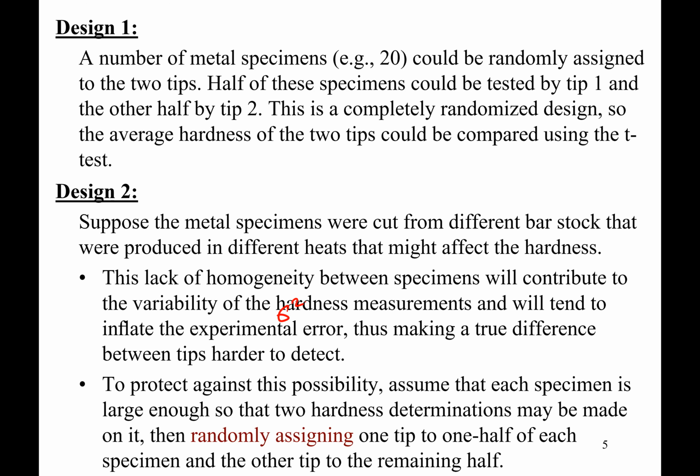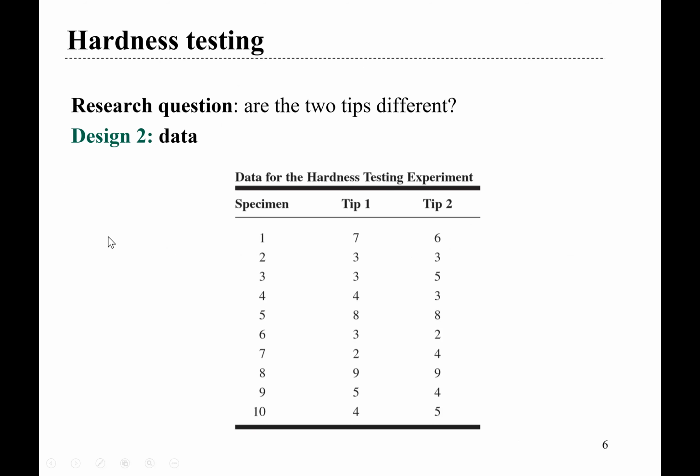So the variability due to different specimens, or the different hardness of these specimens, will add more variability to the experimental error. So we need to take out some variability due to the specimen, and the remaining variability will be used to test the difference between the tips, otherwise making a true difference between the tips harder to detect. To protect against this possibility, assume that each specimen is large enough so that two hardness determinations may be made on it, then randomly assigning one tip to one half of each specimen and the other tip to the remaining half. What do you mean?